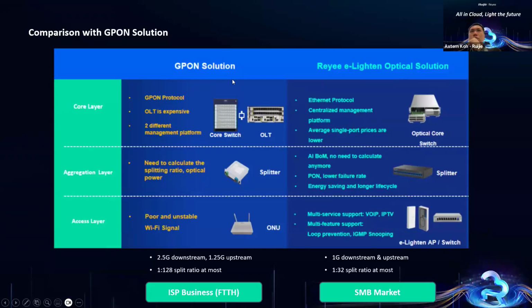So, in summary, our E-Lighten solution is not a PON solution. Basically, in a traditional PON solution, you need an OLT. OLT is very expensive right now. And you need an ONU combination. Splitter, yes, you can use the same splitter level. But the OLT and ONU do have some disadvantages, especially the ONU cannot support roaming.